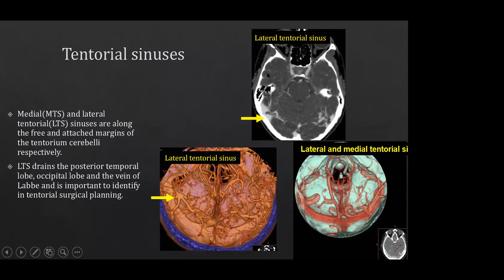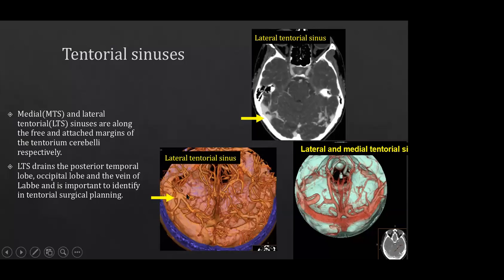We know all the veins which are in the posterior aspect of the temporal bone, along the occipital bone, drain into the transverse sinus. But this drainage, so this is a transverse sinus over here, doesn't occur directly. Quite often there is a venous plexus within the tentorium, and these venous channels drain into this venous channel, and eventually the lateral tentorial sinus will drain into the transverse sinus.